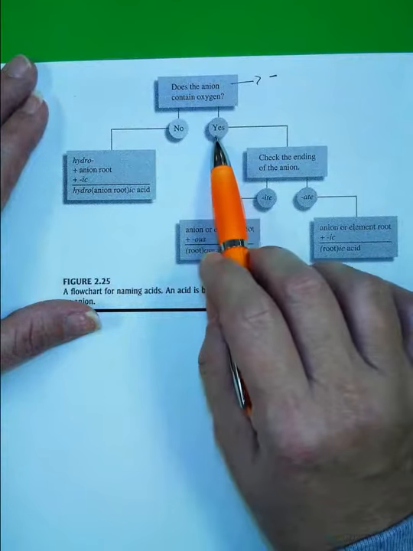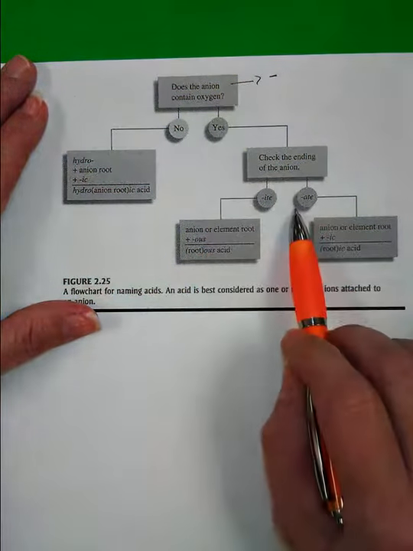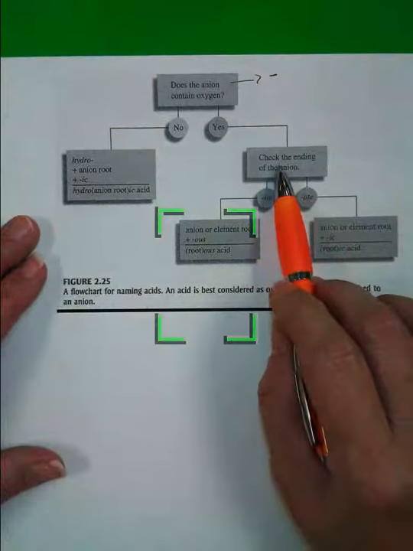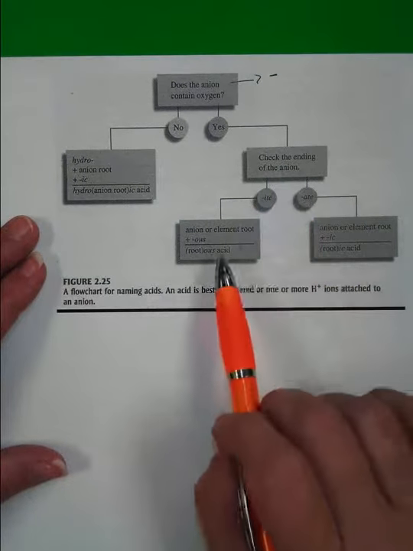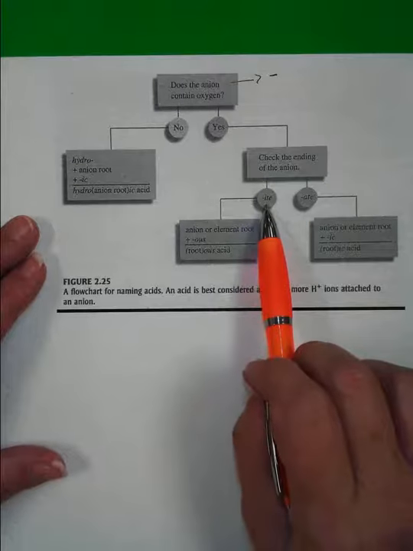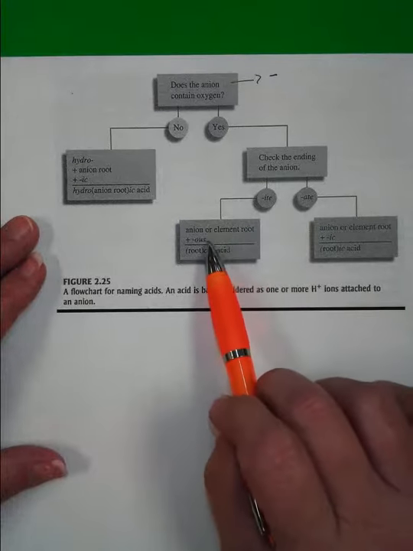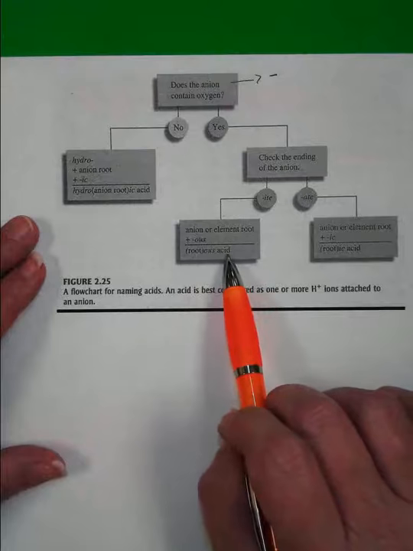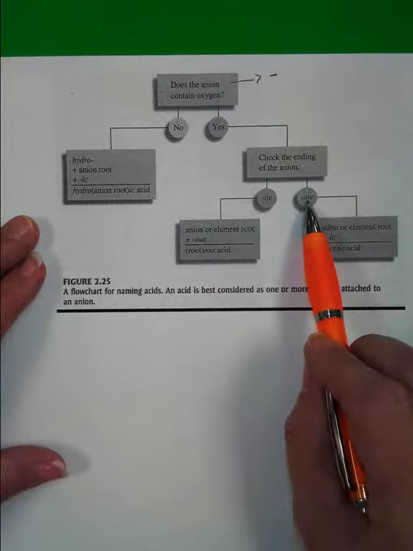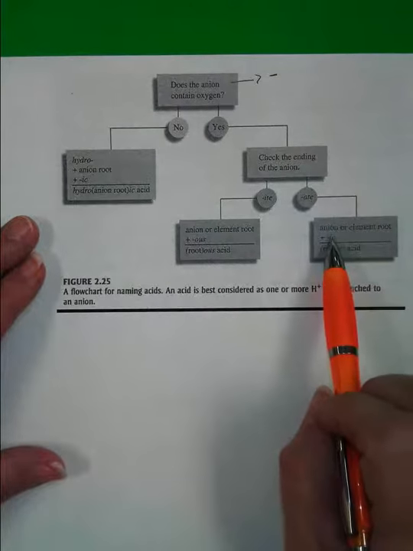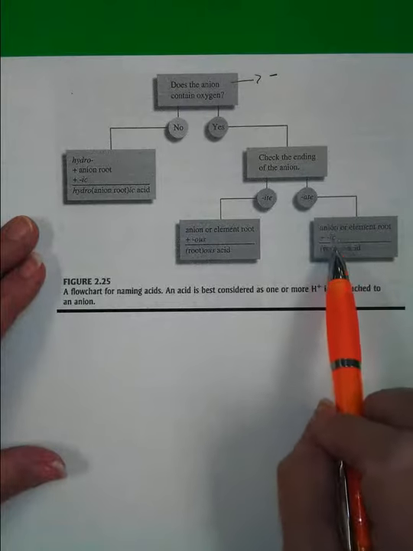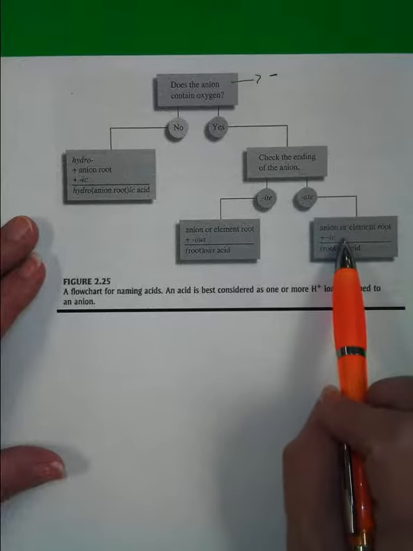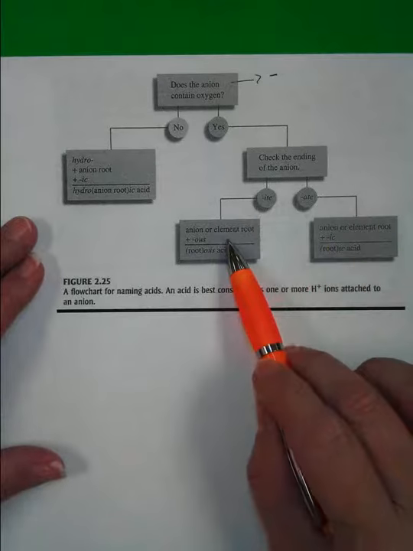If it does have oxygen, we're going to change the ending a little differently, but it depends on what the polyatomic ion's ending is. If the polyatomic ion ends in ITE, we're going to change it to OUS and add acid. If it ends in ATE, we're going to change it to IC and end it in acid. So remember, ate becomes ic, like you ate and it made you sick. So ate becomes ic, ite becomes ous.